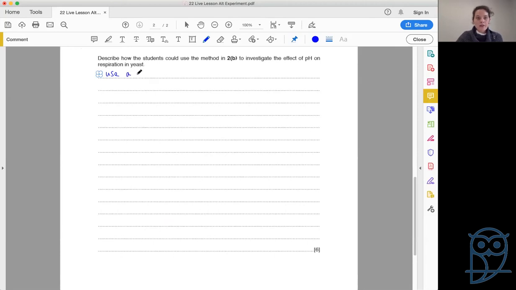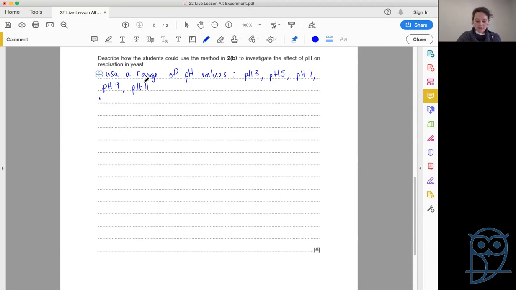So use a range of pH values. Now we want a minimum of 5. We go from 1 to 14, but we know things are often in the middle. So how about pH 3, pH 5, pH 7, pH 9, pH 11. So we've given 5 different ones, and we've given specific values, and we've given units. So we've covered a whole lot there, all in one thing.